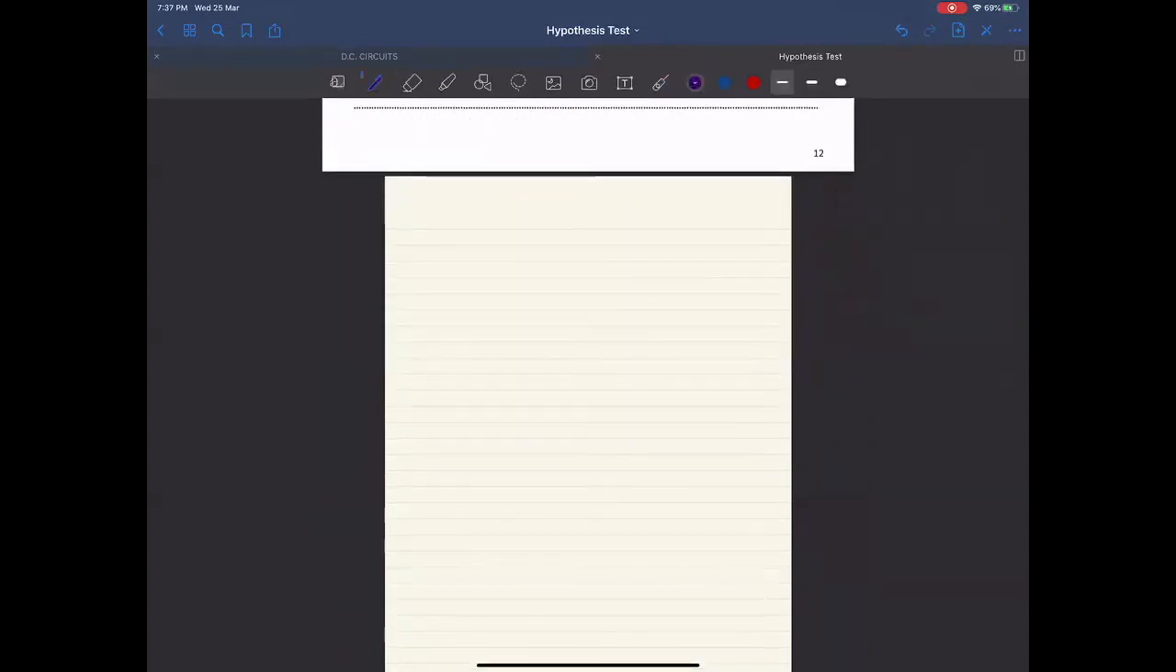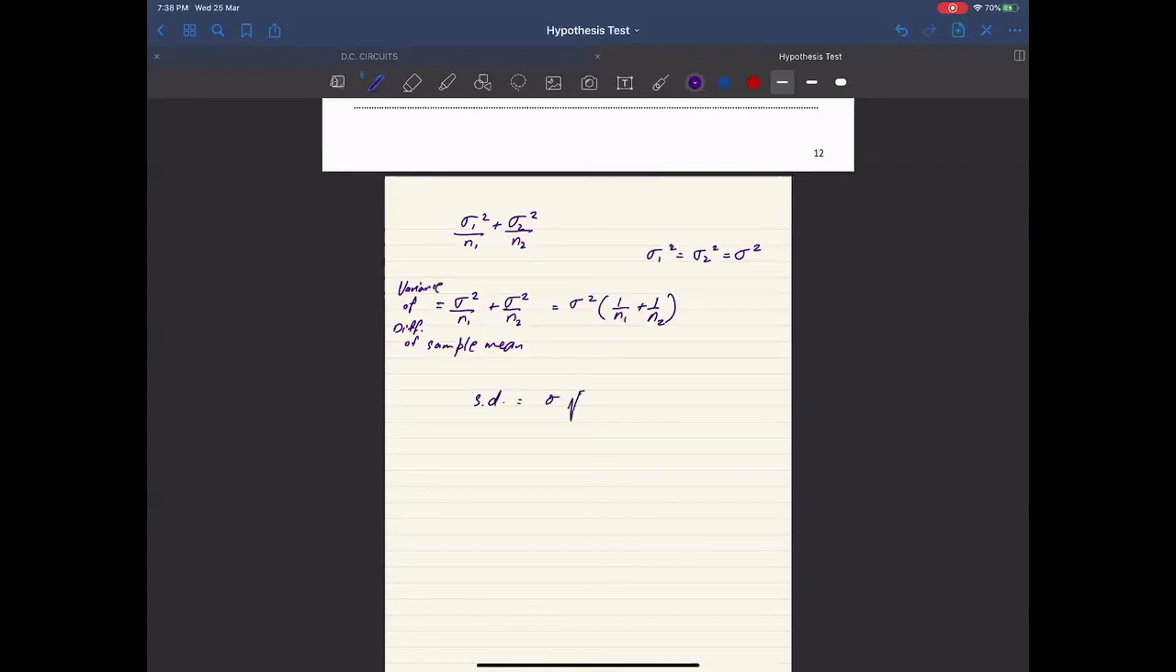So you know that the combined variance is sigma 1 square over n1 plus sigma 2 square over n2. But since we're assuming that sigma 1 square is equal to sigma 2 square is equal to sigma square, and they have equal variances, this becomes sigma square over n1 plus sigma square over n2, which can also be simplified as sigma square times (1 over n1 plus 1 over n2). This is the variance of the difference of sample means. So hence the standard deviation would become what? Sigma under root (1 over n1 plus 1 over n2). And that's what I've done over here.